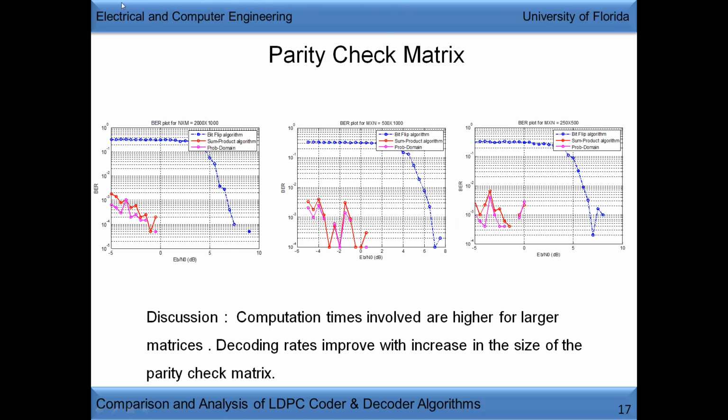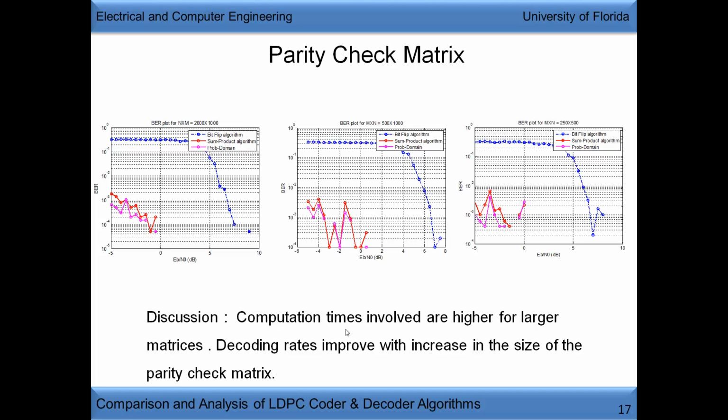So by varying the parity check matrix, we saw that if we vary it from 2000 cross 10,000 to 500 cross 1000 and 250 cross 500, the performance actually shows a significant difference. So the computation time involved when your matrices are larger is high, and the decoding rates improve with the increase in the size of the parity check matrix.